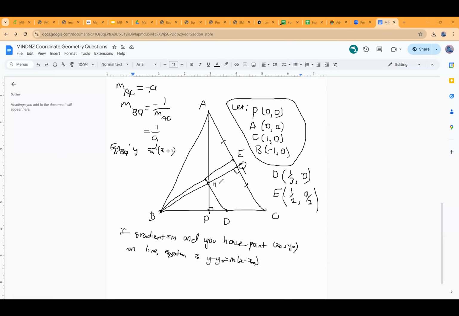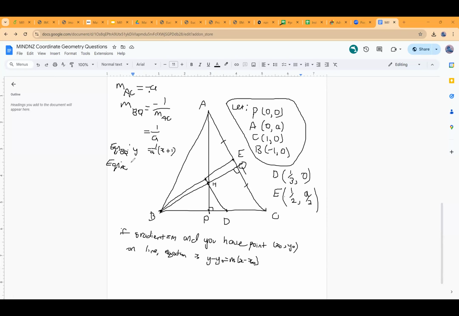Cool. And now when we're trying to find point Q, we can define it as the intersection of the lines BQ and AC, right? And when you're trying to find the intersection of two lines, what you do is you just solve for the x and y values of the two lines, right?